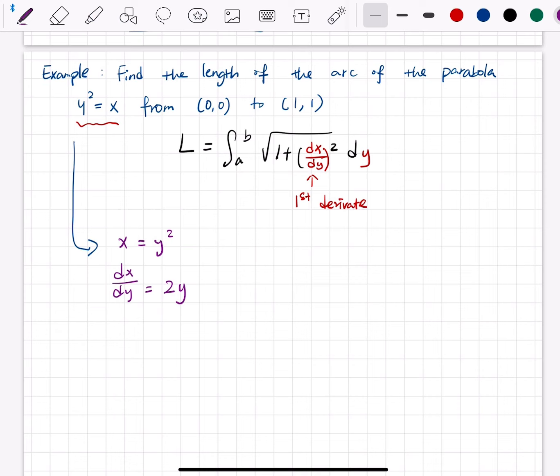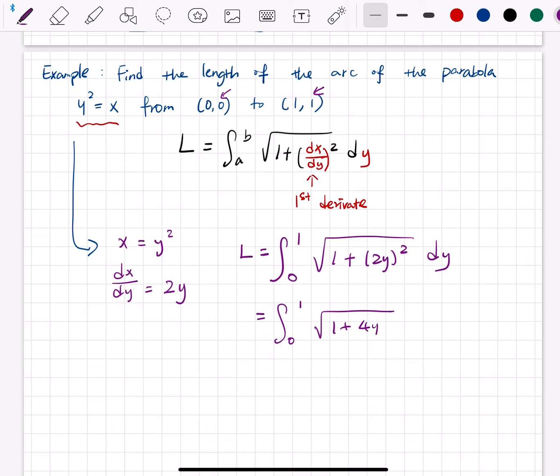So once we take the derivative with respect to y, let's move on to our arc length formula, which is going to be the y values from 0 to 1 of square root of 1 plus dx dy squared, so 2y squared, dy, which is going to be the integral from 0 to 1 of square root of 1 plus 4y squared dy. Now the setup is easy.